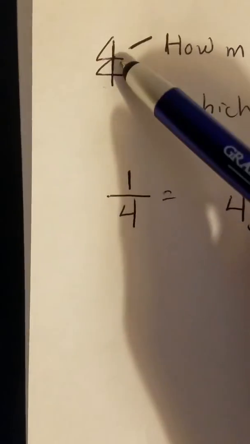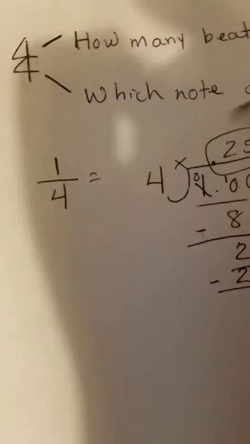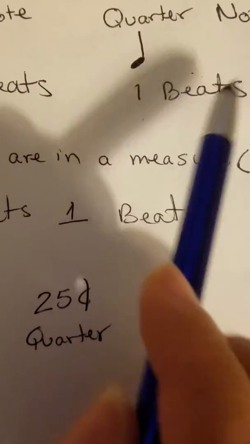So the quarter note: anytime a time signature ends with a 4, the bottom number is a 4, such as right here. It can be 3 over 4. It can be 2 over 4. I'm going to change that and make it the correct way. It'll be 3 over 4, 2 over 4. It can be 4 over 4. Anytime 4 is the bottom number, that means that a quarter note gets 1 beat.